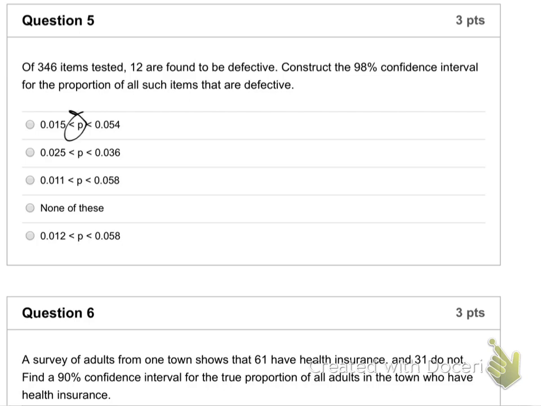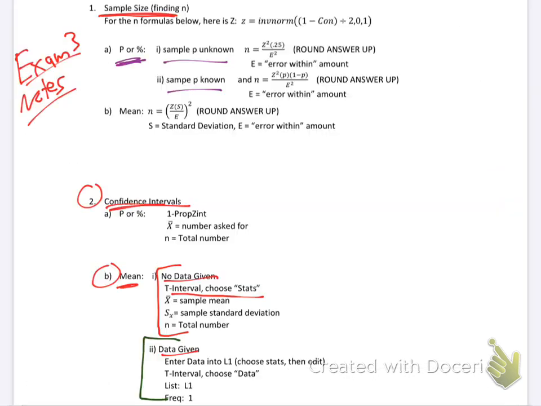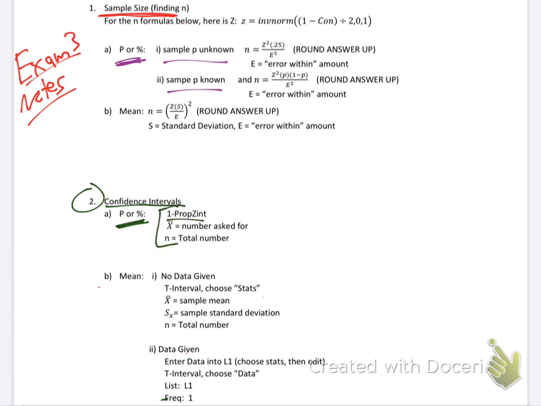So we go back to our exam 3 notes. We say, okay, that's number 2 down here. It's some kind of confidence interval, number 2. And it's clearly a P. All the answers had a P in them. So there's our step. It's 1 prop Z interval. See how you identify these things?